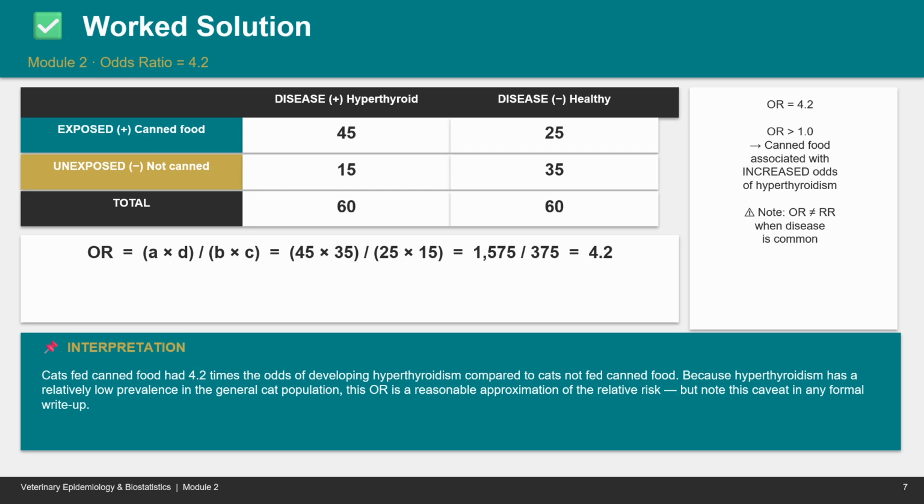Interpretation: cats fed canned food had 4.2 times the odds of developing hyperthyroidism compared to cats not fed canned food. Because hyperthyroidism in cats has a relatively low prevalence in the general population, this OR is a reasonable approximation of the relative risk, but you would want to note that caveat in any formal write-up.